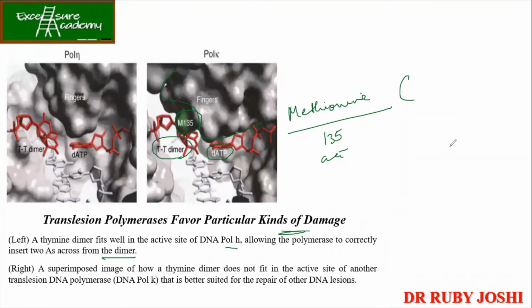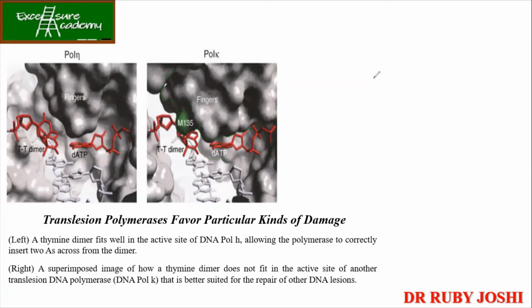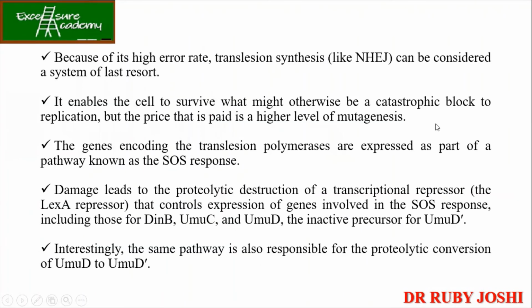So right now, from the exam point of view, you don't have to remember the structure, but once you go later into research or the teaching profession, then looking at the structure, you should know that this is methionine or this is alanine or this is glycine. Okay, resting later. So guys, got the point? Because of its high error rate, translesion synthesis can be considered a system of last resort.